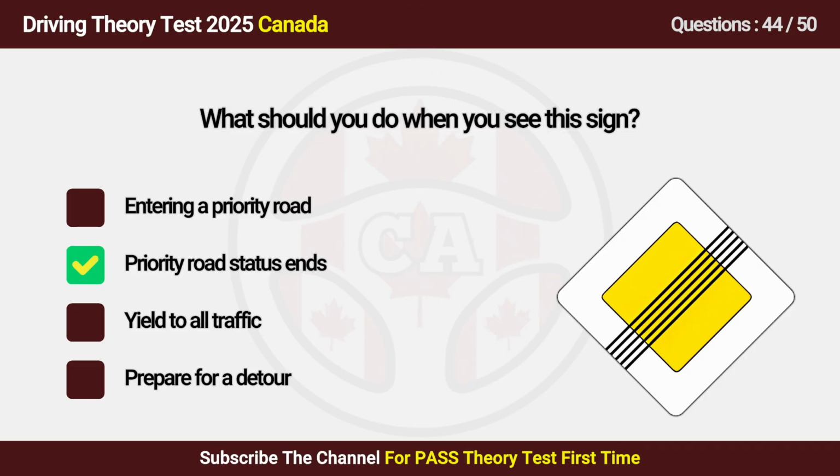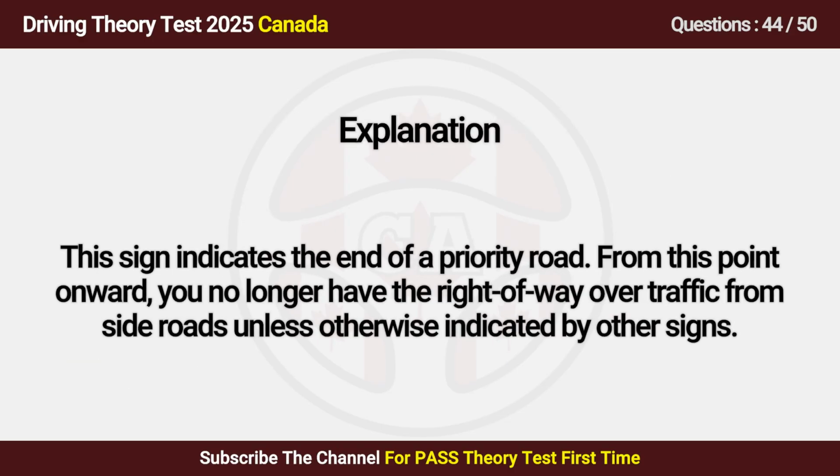Answer is B. Priority road status ends. This sign indicates the end of a priority road. From this point onward, you no longer have priority over traffic from side roads unless otherwise indicated by other signs.